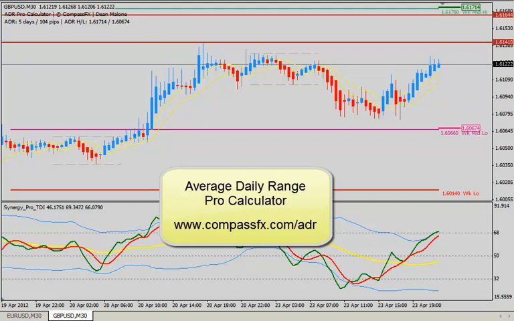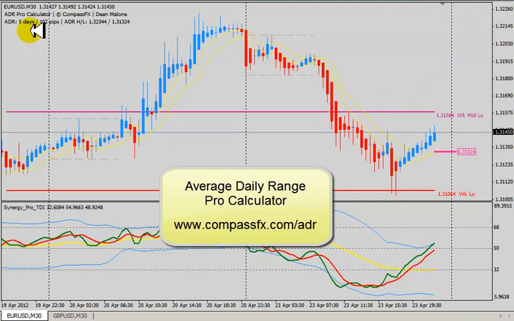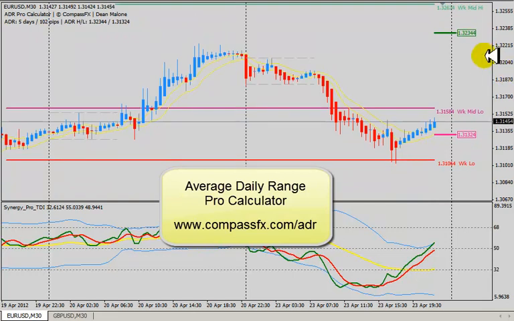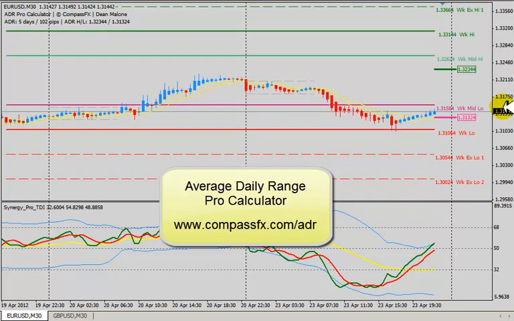A lot of folks like the average daily range pro calculator because not only does it give you the average over a period of days, and you can select the number of days you want, from 2 days to however many days you want, but it also gives you ADR high targets and low targets that are proprietary to the calculator. And oftentimes I find that the market hits either the ADR low target or the ADR high target on a regular basis. Also, the calculator gives you the weekly levels that we look for the market to hit.